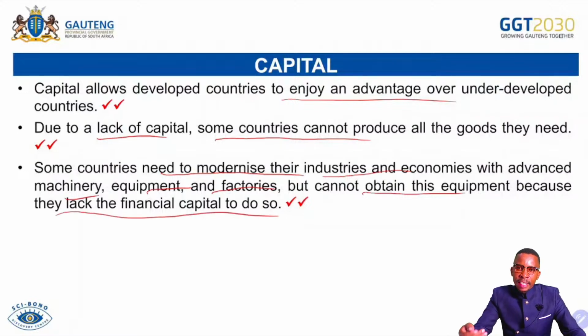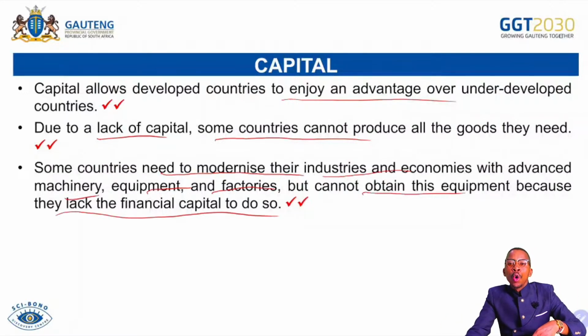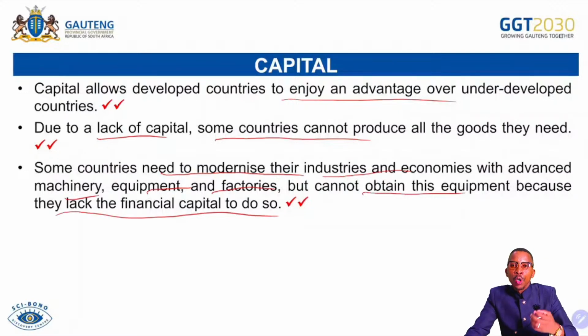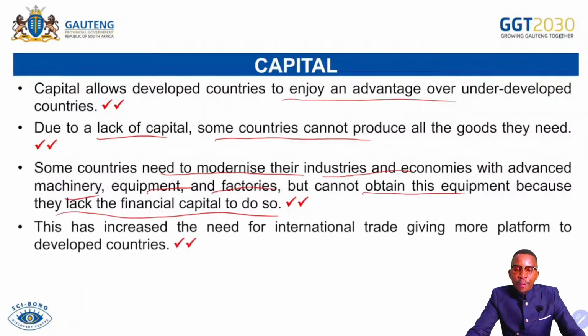Like South Africa is lacking some of the basic machines to transform its natural resources into final goods and services. Therefore, it has to sell its natural resources to other countries abroad, and then it is supplied with those goods as finished goods made from our natural resources, at a higher cost. So that's an issue with the lack of capital.